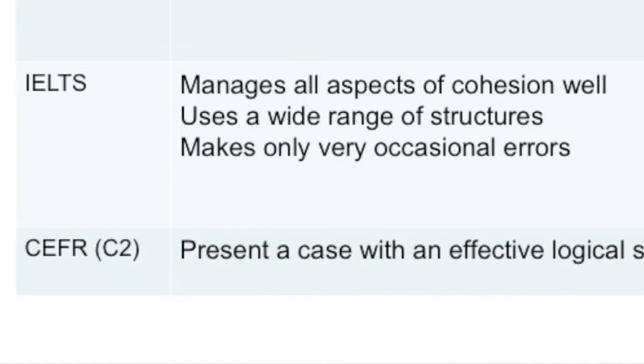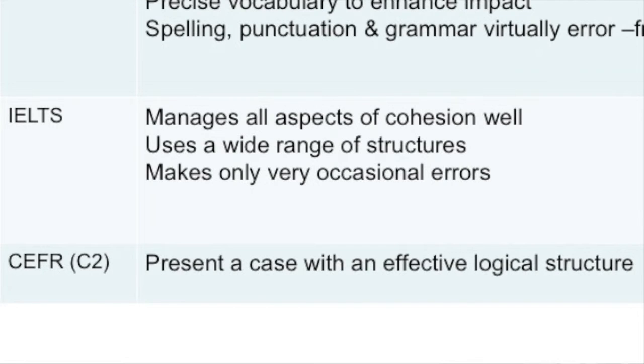IELTS at grade 8, okay, manages all aspects of cohesion well, and look at the last sentence, makes only very occasional errors. CEFR, one simple bold statement, present a case with an effective logical structure. Well, you aren't going to do that if you're not doing the stuff above, I would guess, okay? So we can easily put C2 up there alongside the A in GCSE and the 8 in IELTS, okay?